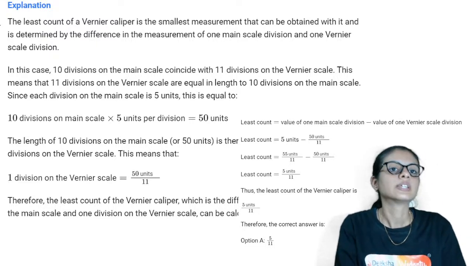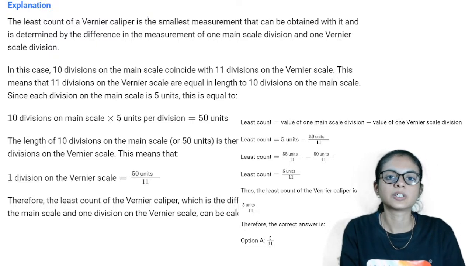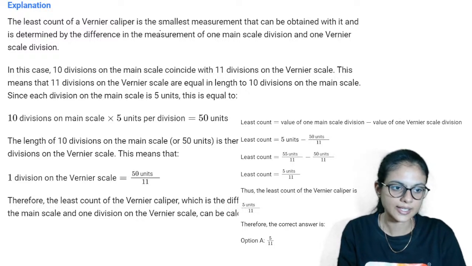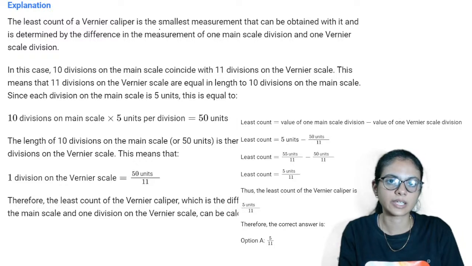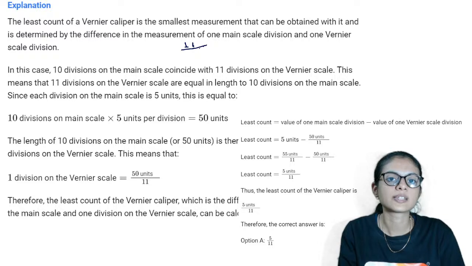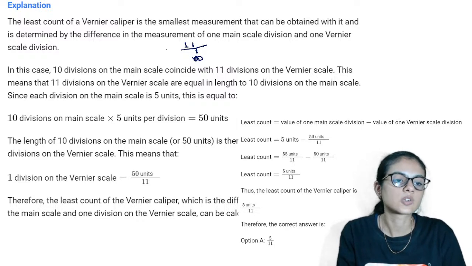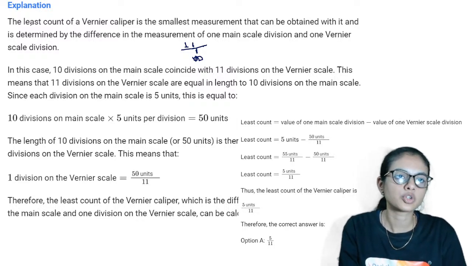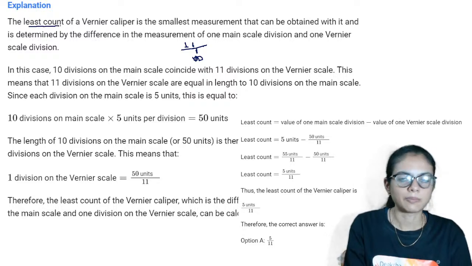Let's read it out. The least count of a vernier caliper is the smallest measurement that can be obtained with it. As I said, it is the least number we can get, and it is determined by the difference in the measurement of the main scale and the vernier scale. So if the main scale is showing 1 here, the number on the vernier scale that coincides with that one digit is called the least count of the vernier caliper.